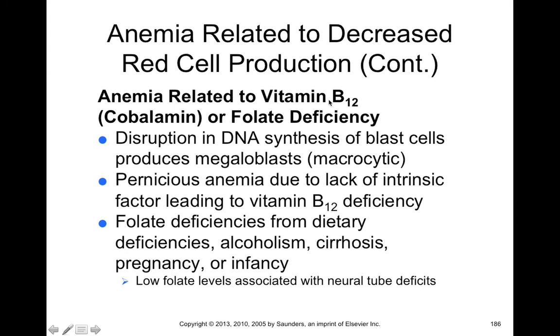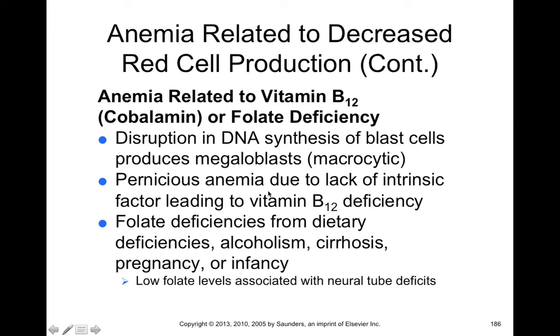Now, there's also anemia that relates to vitamin B12 deficiency. Vitamin B12 is necessary for DNA synthesis. So if you have a diet low in vitamin B12, which is common in vegetarians and vegans, this can lead to anemia, because you need to make DNA in order for cells to divide. If your cells can't divide, then you can't make new red blood cells.